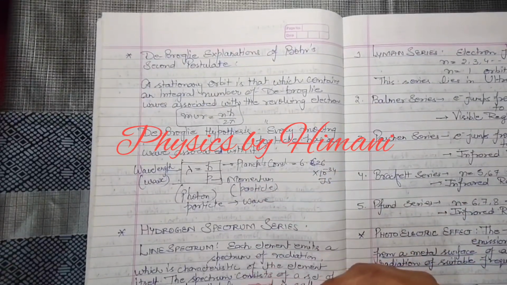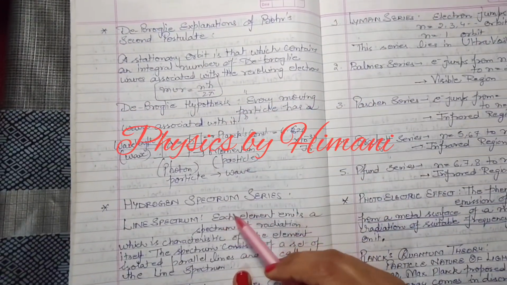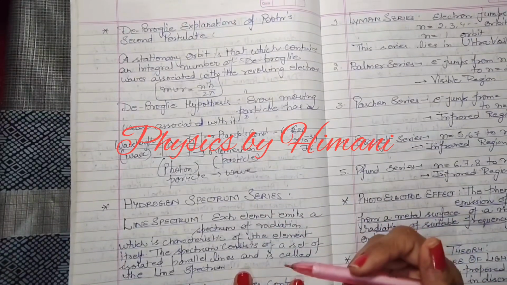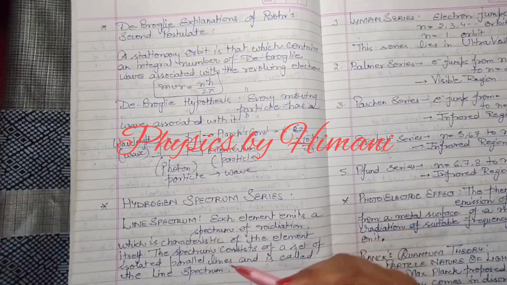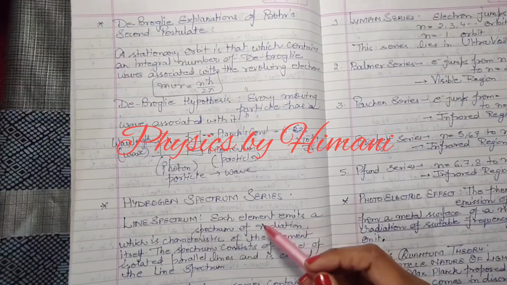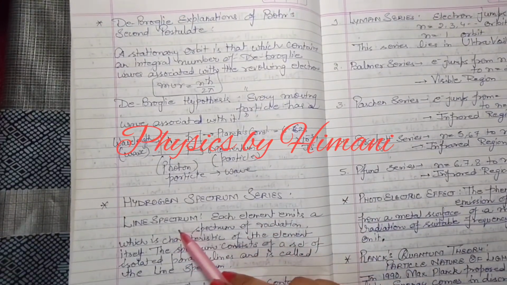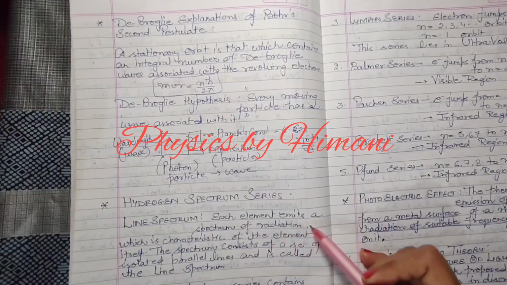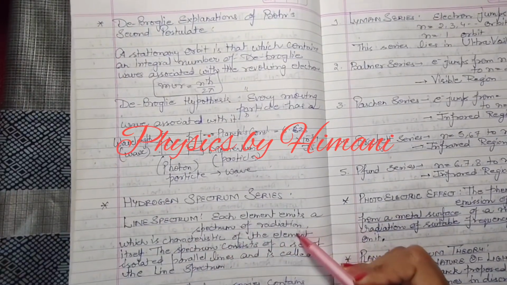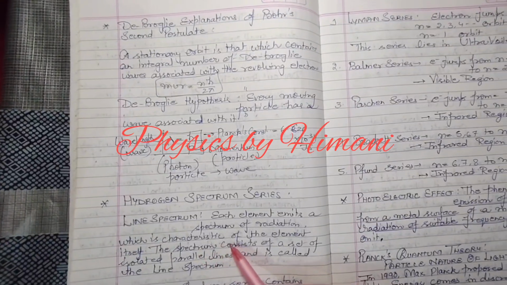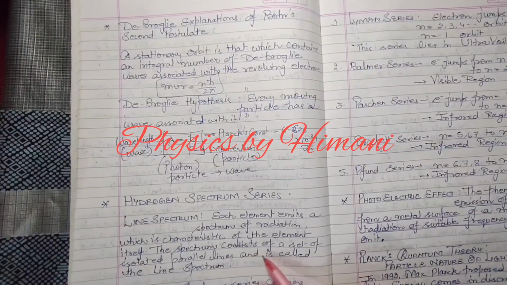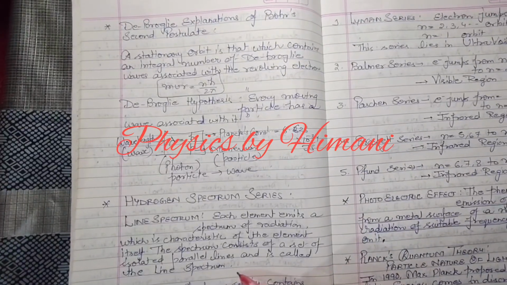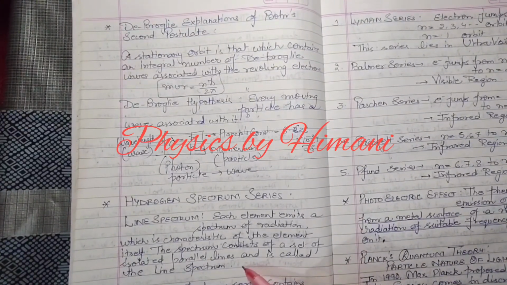Okay. So, next, the hydrogen spectrum series. Are you people aware of it? This is your revision video. What does this hydrogen spectrum series say? First, the line spectrum. Each element emits a spectrum of radiation which is characteristic of the element. The spectrum consists of a set of isolated parallel lines and is called the line spectrum.